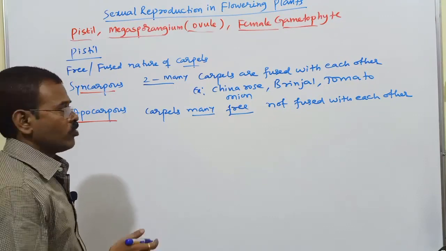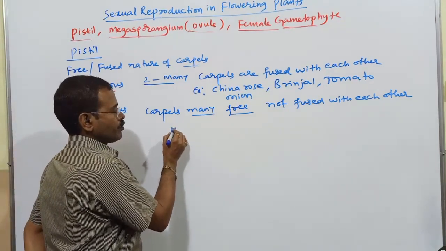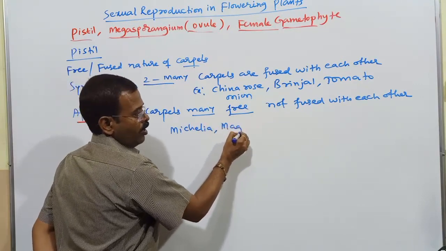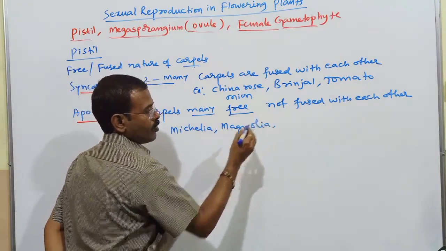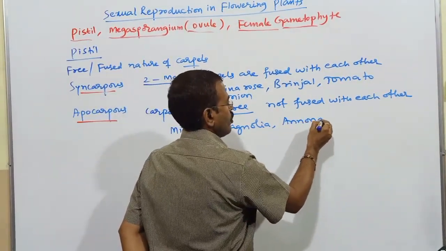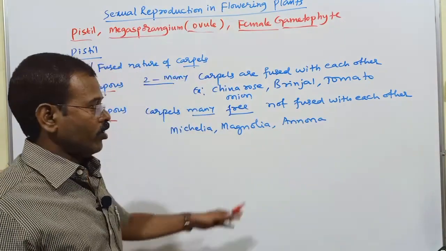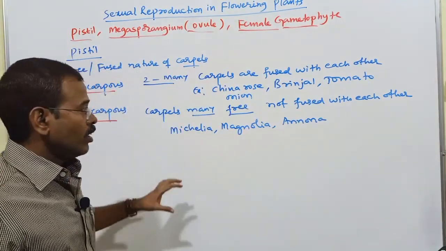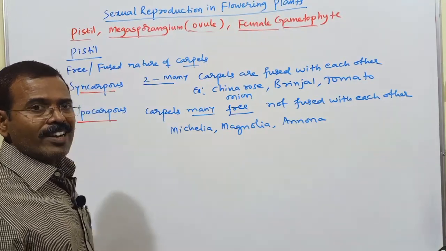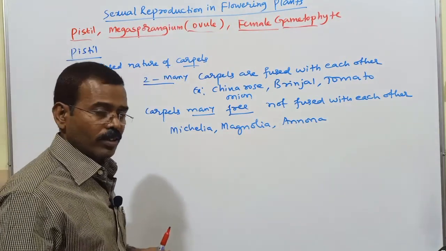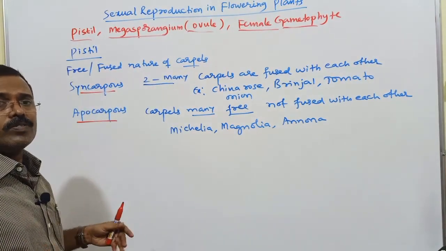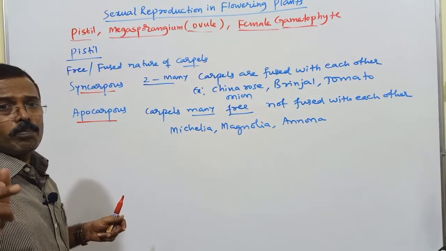Apocarpous condition you can see mainly in Michelia, Magnolia, Annona squamosa, that is Sitafal. So these are a few examples where we can find apocarpous condition. Remember these two conditions based on the free or fused nature of carpels in a pistil.